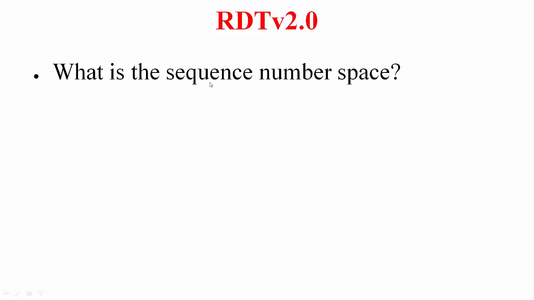Now that we are dealing with sequence numbers, an important question to ask here is, what is the sequence number space? What do I mean by this? Basically, the minimum number of sequence numbers you need to get the protocol in operation. In other words, do you need sequence numbers starting from 0 all the way to infinity, or can you manage with just 0, 1, 2, 3, or can you manage just with 0, 1 and so on? So how many sequence numbers do you need to make this protocol work?